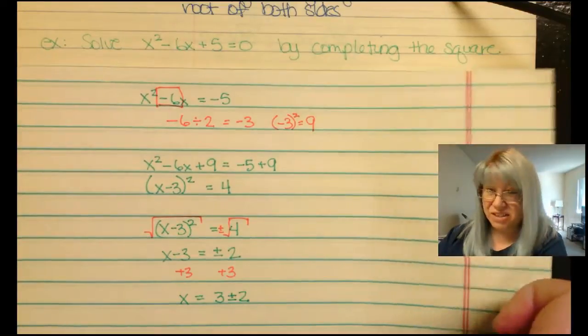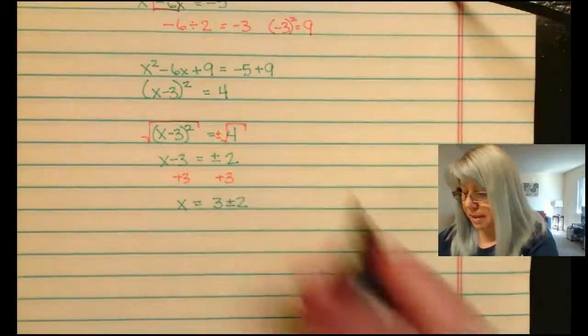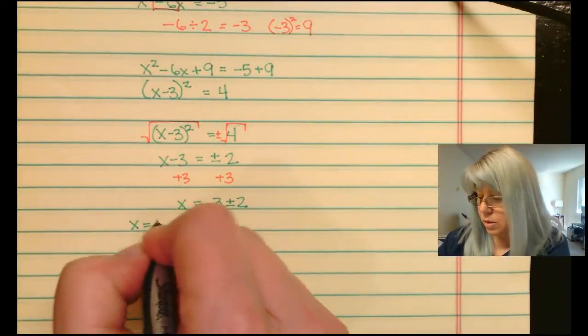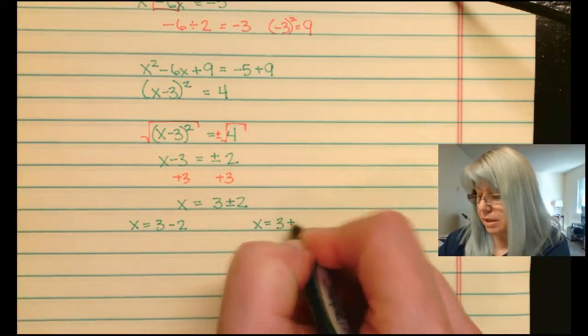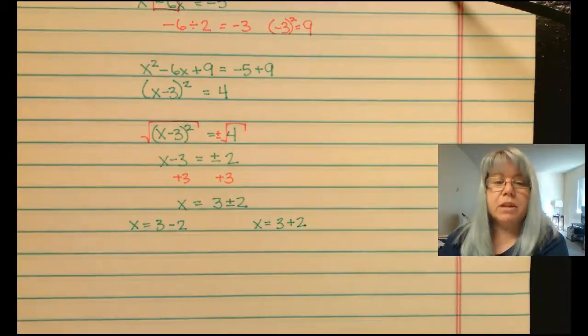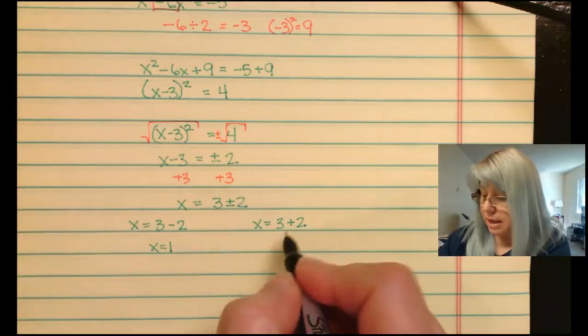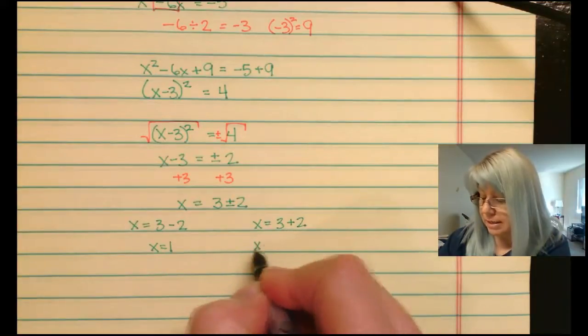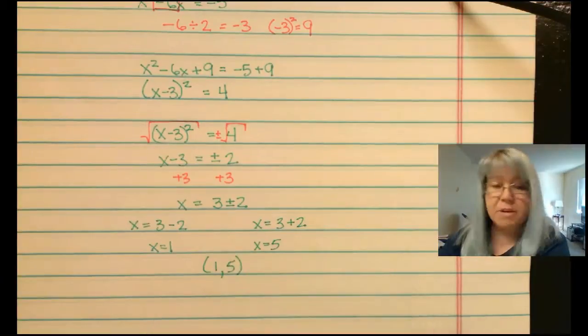But that's not our answer. I have to figure out our answer, right? I have to do that math. X equals 3 minus 2, and x equals 3 plus 2. 3 minus 2, x equals 1. 3 plus 2, x equals 5. So our solution set is 1, 5.